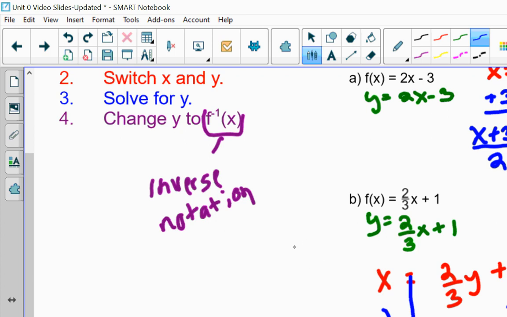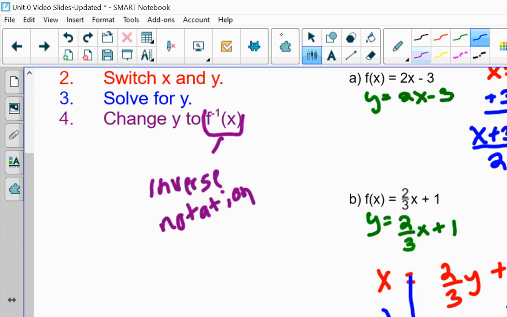Remember, to get rid of a fraction, we multiply by the reciprocal. And on that left side, we have to make sure that we put it in parentheses, so we distribute that 3/2. So I'm going to continue up here on the right. So we have 3/2 times x, which is 3/2 x. 3/2 times negative 1, which is negative 3/2, equals y.